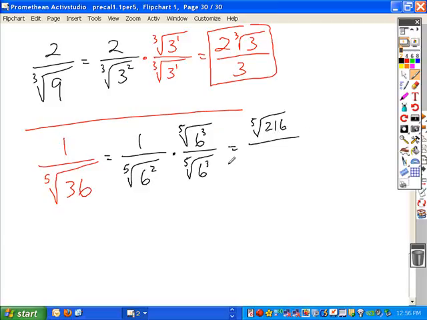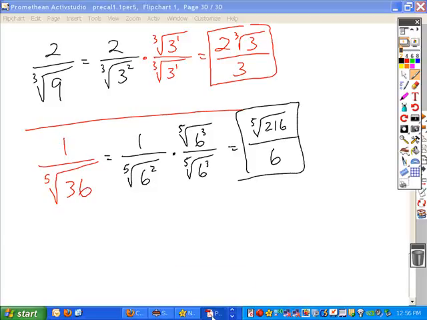And then in the bottom, what are we going to get? Just the base of 6. The 5th root of 6 to the 5th. Power and index cancel, leaving that quantity. Again, it is very systematic, and if you understand that process and can identify any perfect powers, it'll simplify what you have to do.